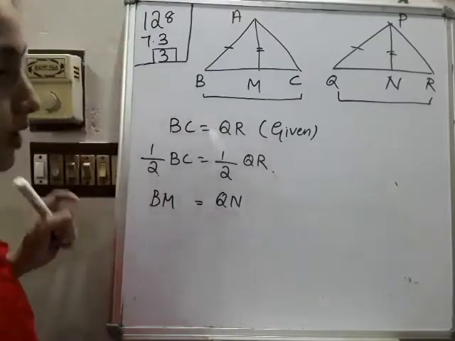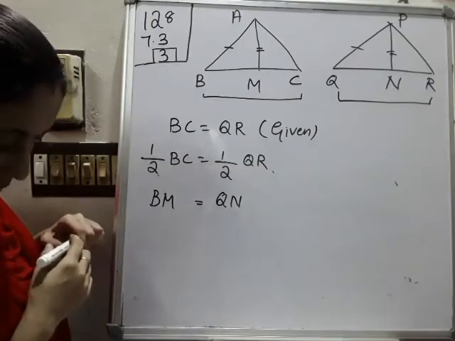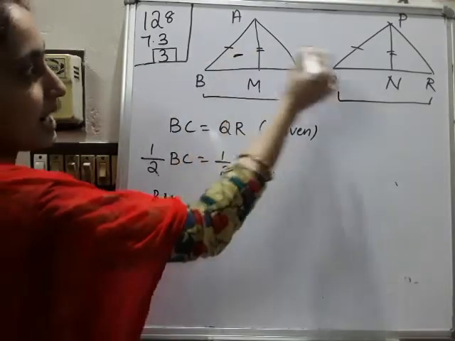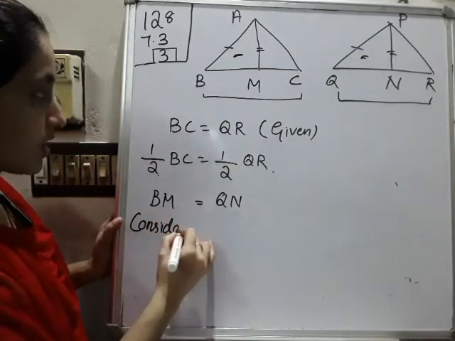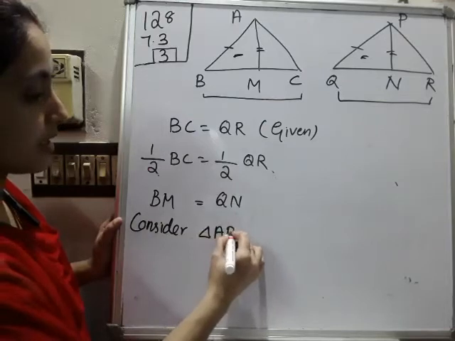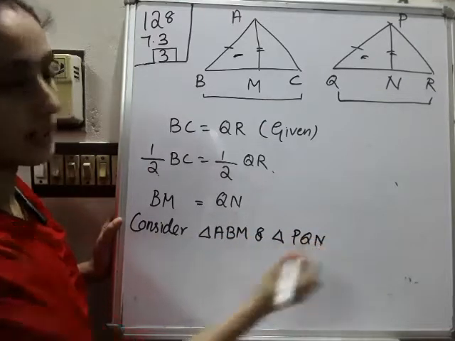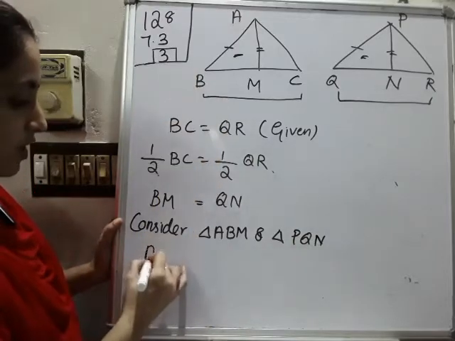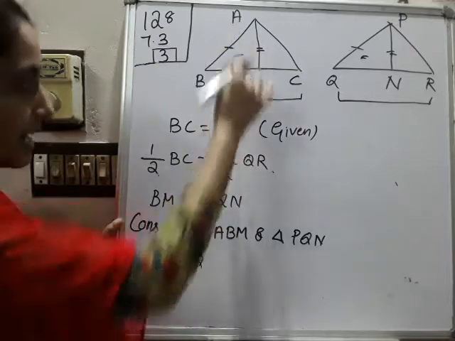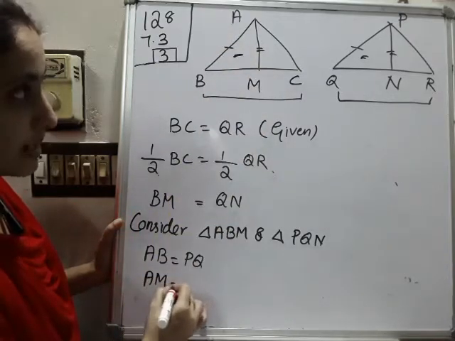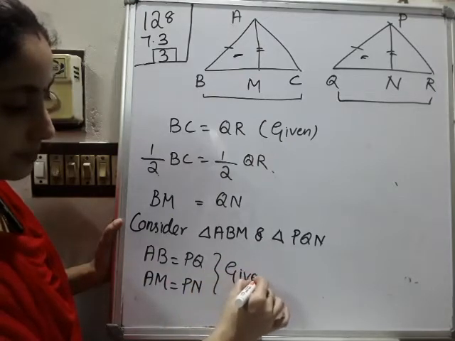Listen here. Then what do we have to prove? Please go to the question. We have to prove triangle ABM congruent to triangle PQN. This triangle and this triangle are congruent. So you have to write: consider triangle ABM and triangle PQN. According to the question, AB is equal to PQ, that is already given, and AM is also given, so AM is equal to PN. Those two are given.